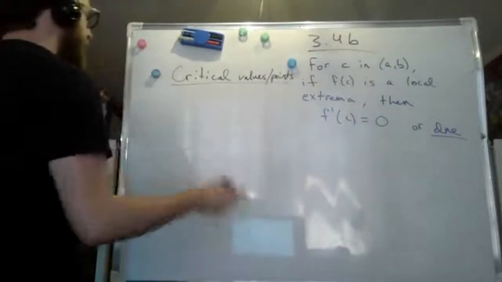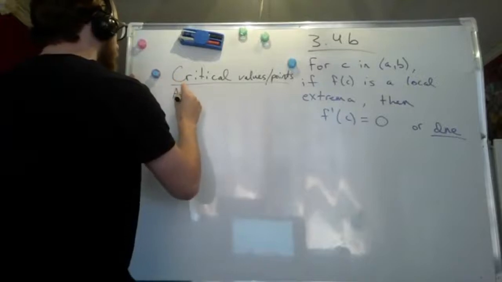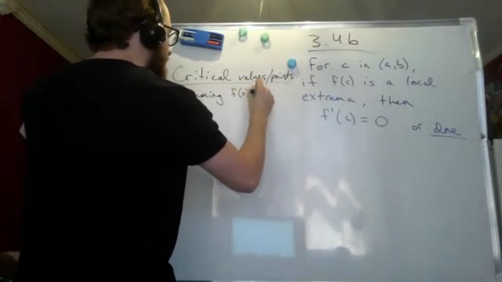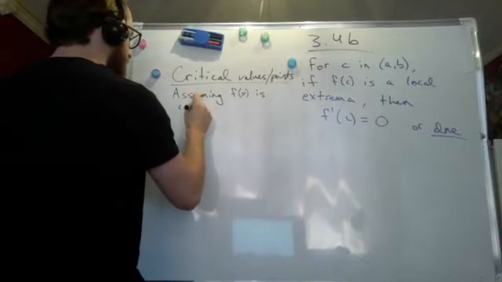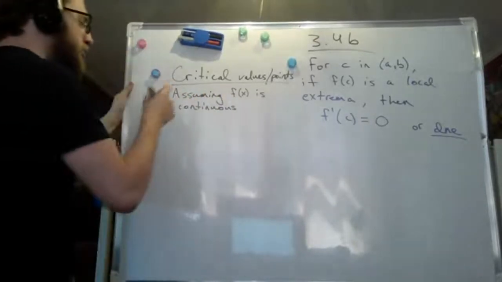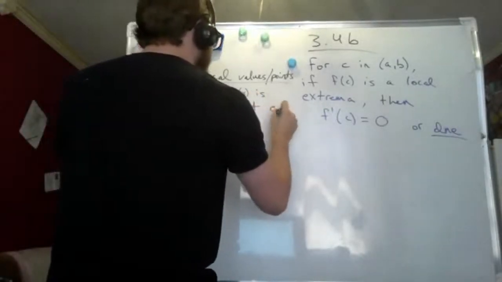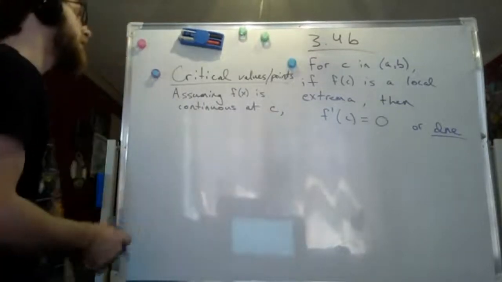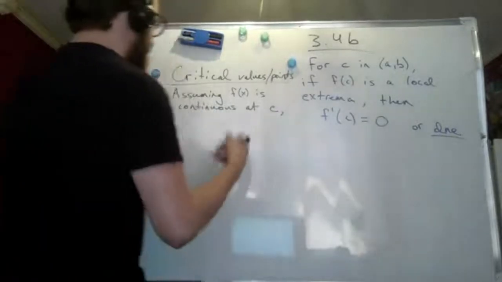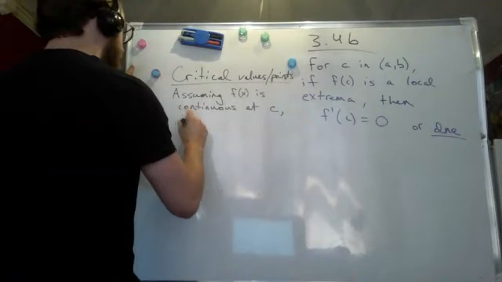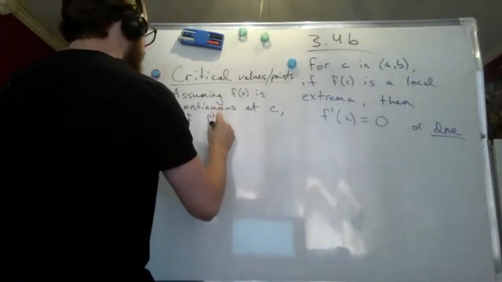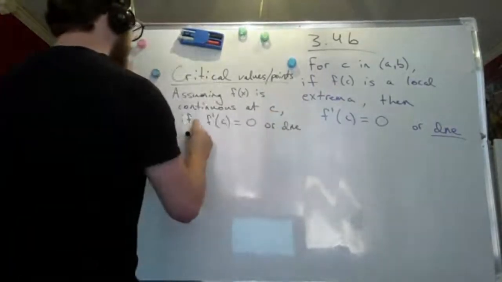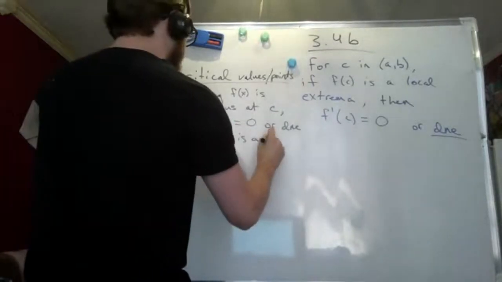So a critical point is, the first key word is, assuming f of x is continuous. That's important here. Assuming f of x is continuous at c, where c is a potential candidate for extrema, it's a critical point, c for critical point. Assuming f of x is continuous at c, then if f prime, we're looking at the first derivative, of c is 0 or does not exist, then it is a critical point.